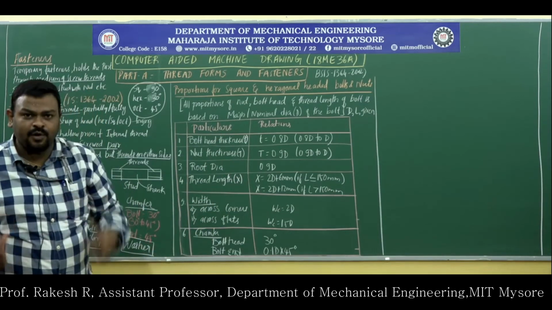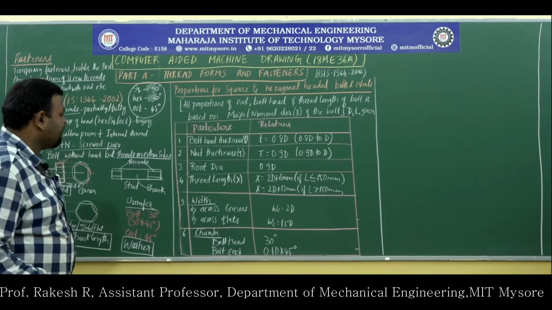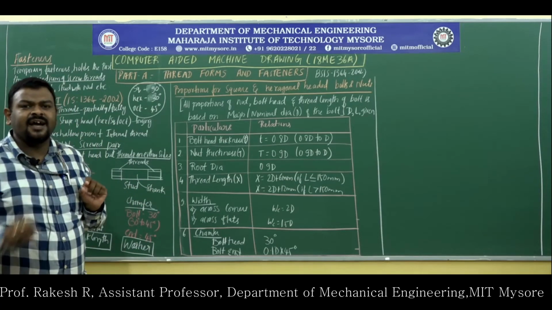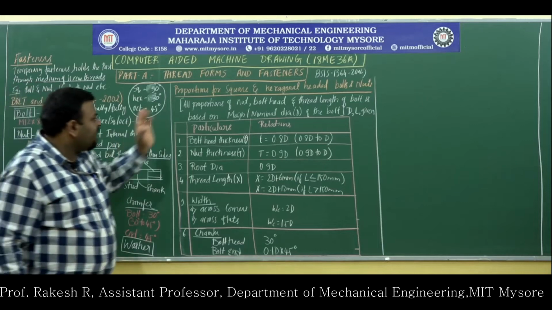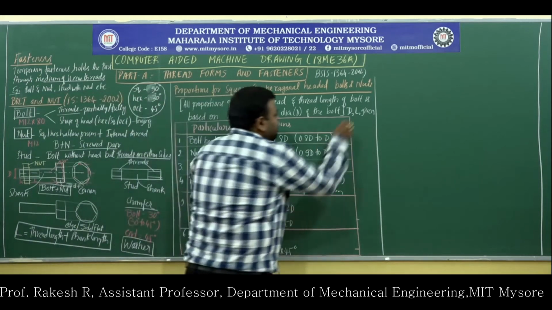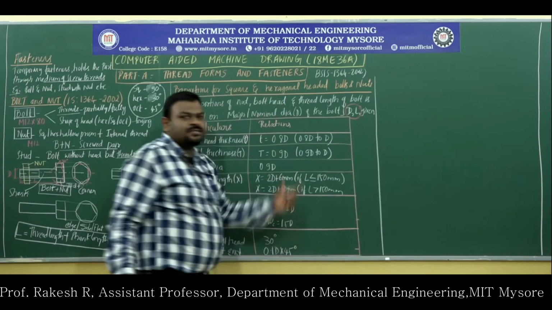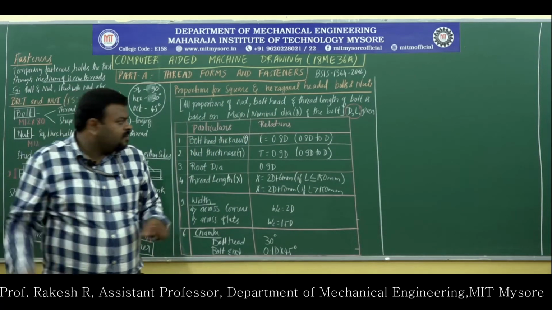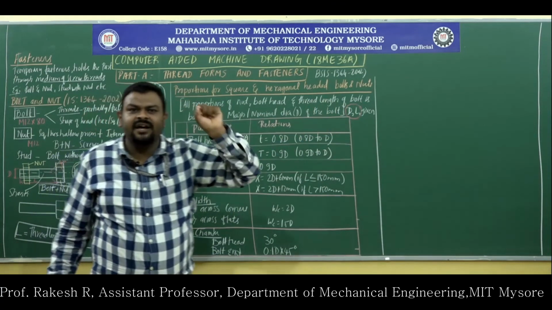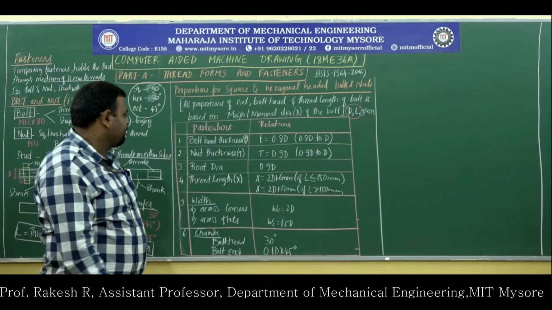If I take a bolt, it has a length and a diameter. Generally, the diameter of the bolt is given, and in some cases the length is also given. If the length is not given, you can assume it. Here, D is the major diameter or nominal diameter of the bolt.